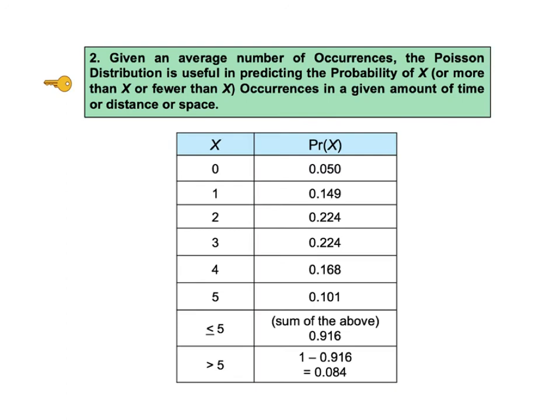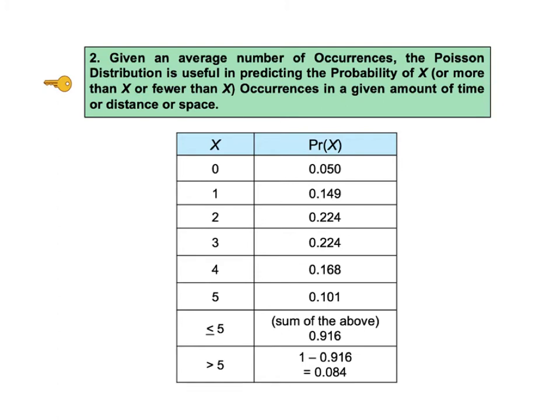Key to understanding number 2. Given an average number of occurrences, the Poisson distribution is useful in predicting the probability of X occurrences in a given amount of time or distance or space. Here's an example with time.